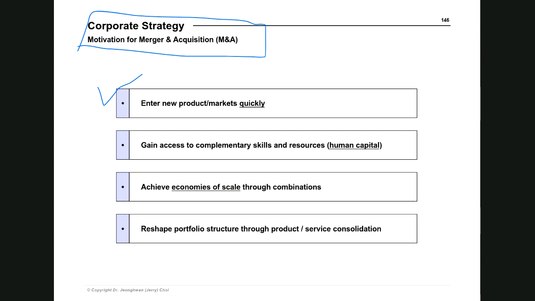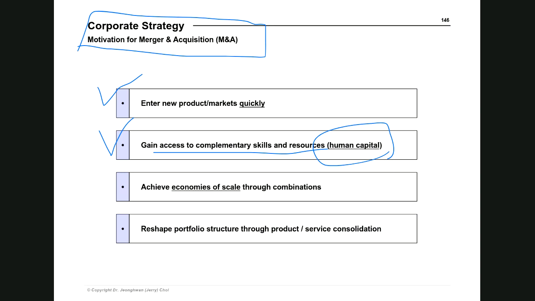Second, in order to gain access to complementary skills and resources. What kinds of resources? People resources, human resources. We call that human capital. So why did Google buy AlphaGo? To buy the artificial intelligence? No. To buy the people at Google AlphaGo.